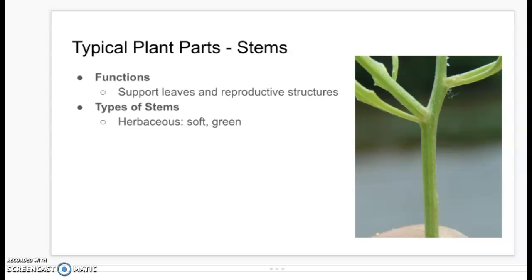So the first one is called herbaceous. It's called herbaceous because it's soft and it's green. And if you see that it's green, you probably can guess what that color means. I'm going to give you a minute to think about it. And if you guessed that the stem photosynthesizes, you're right. The stem, as well as the leaves, are able to photosynthesize.